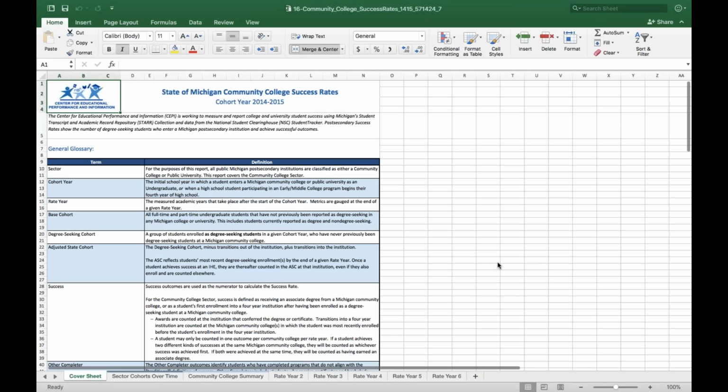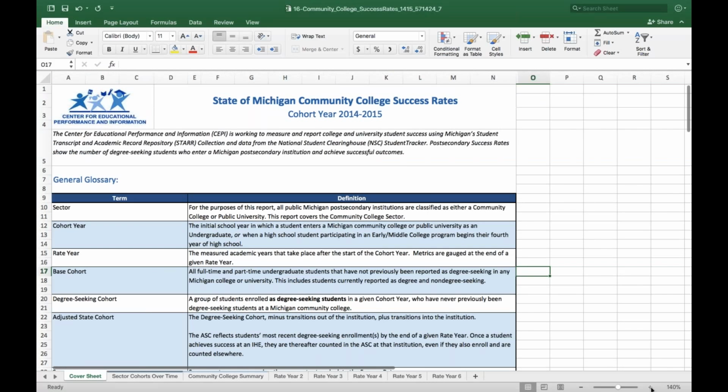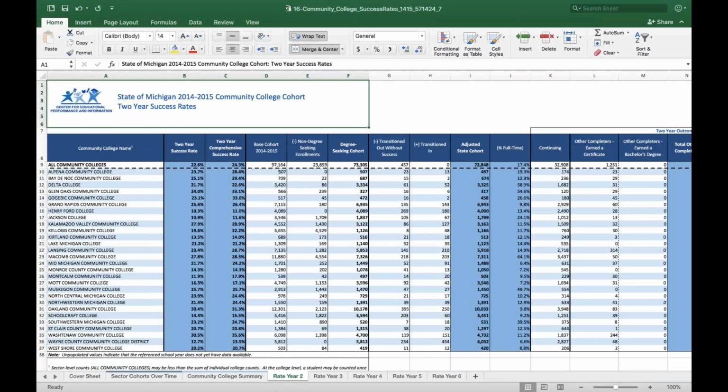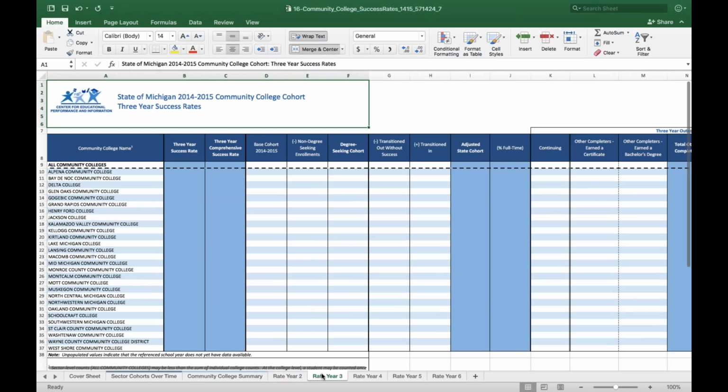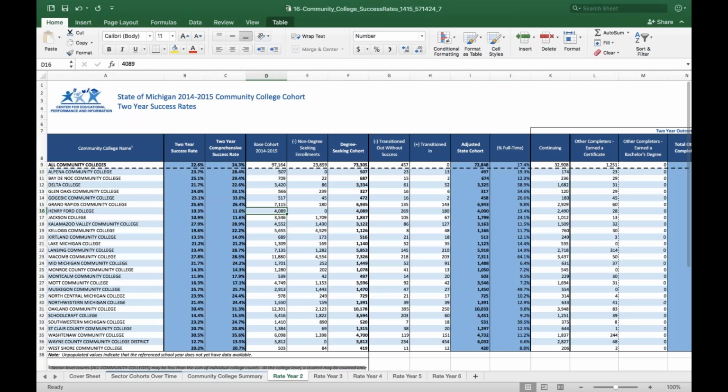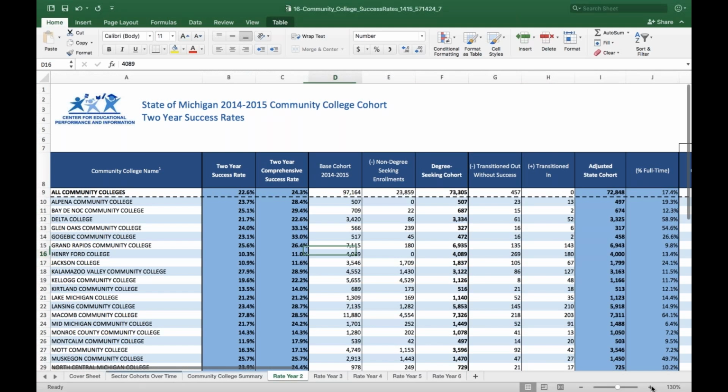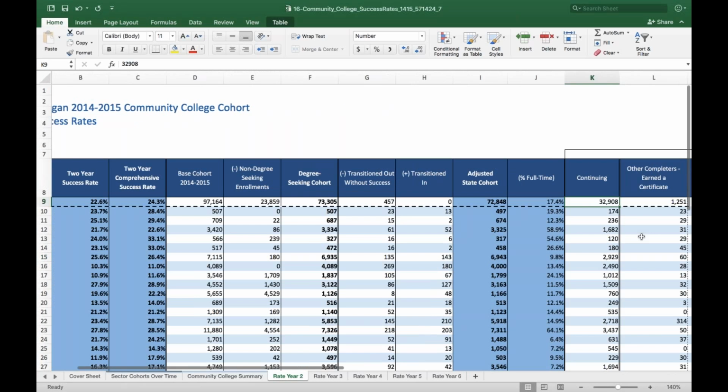Several tabs down here. Again, I'm looking at the enrollment cohort year for 2014-15. I'm going to look at the second rate year. Rate year 3 is blank because we didn't have the data for that yet. So this is the 2-year success rates, which let me zoom in a little bit more. I want to take you through real quick what these numbers are saying, but more details again are in that methodology. So for all community colleges, for the 2014-15 enrollment cohort year, I've seen nearly 100,000 students enrolling into a Michigan community college for the first time.